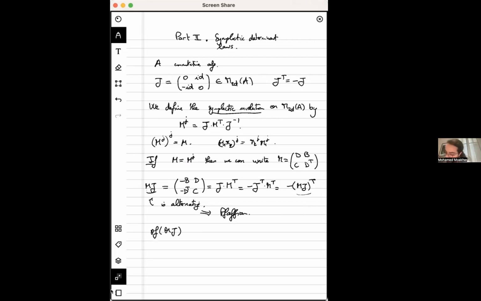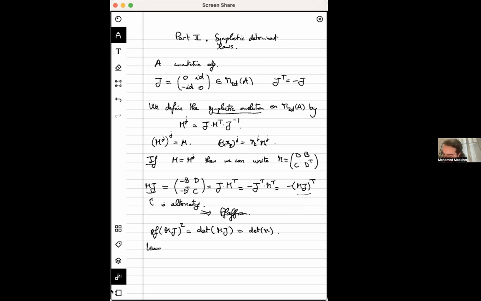The Pfaffian of MJ squared is equal to the determinant of MJ, but the determinant of J is 1, so it's equal to the determinant of M. So in some sense, if M is an invariant matrix under the involution, then its determinant has a square root.